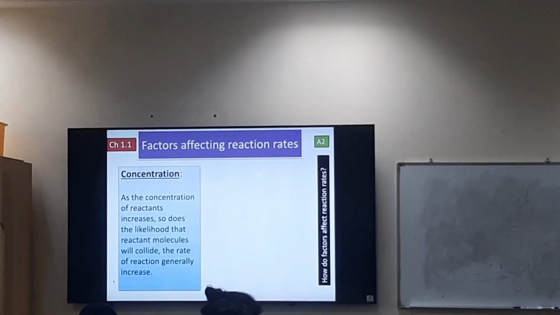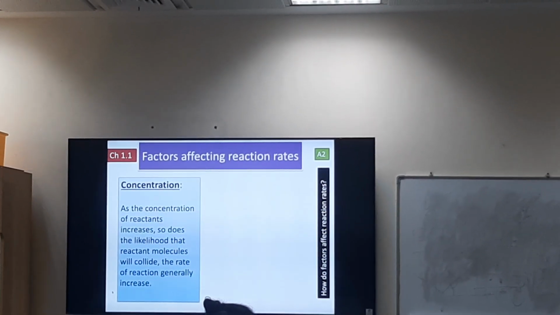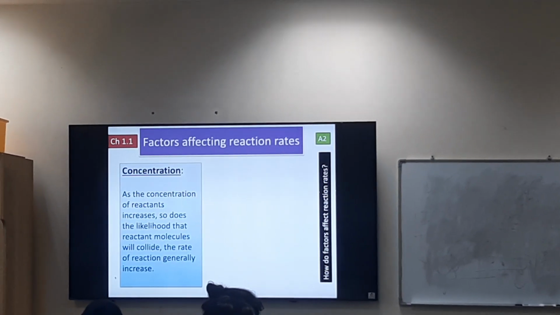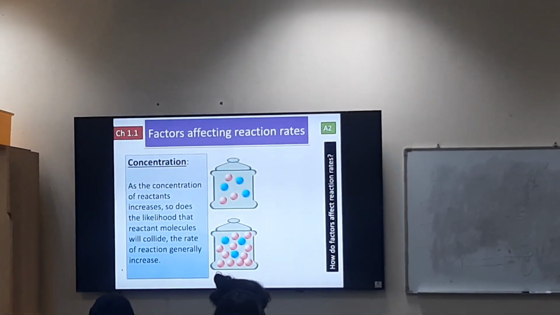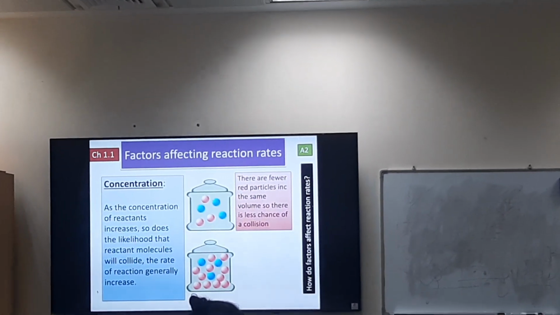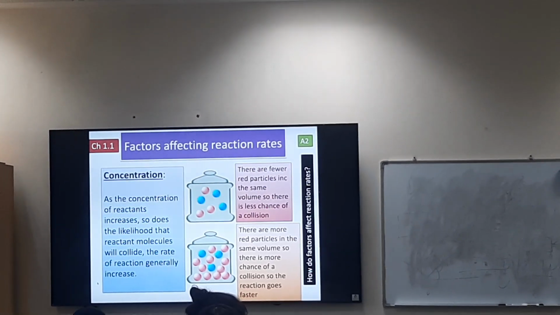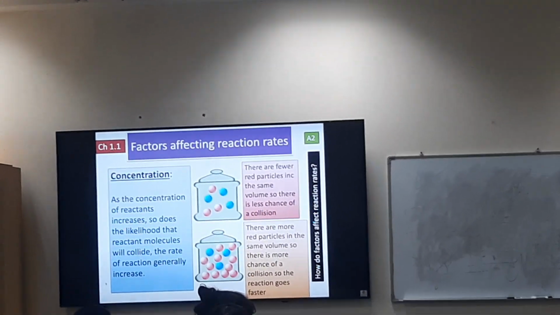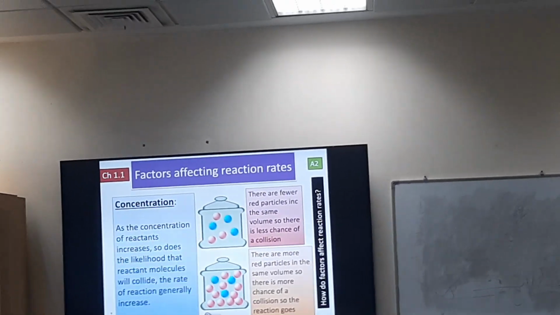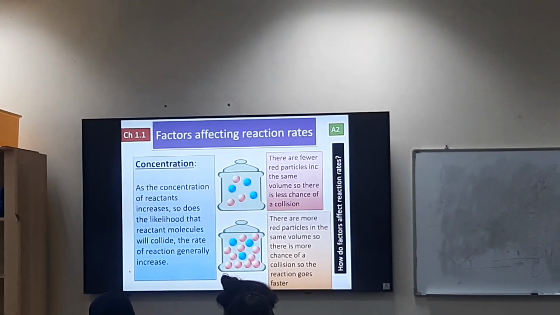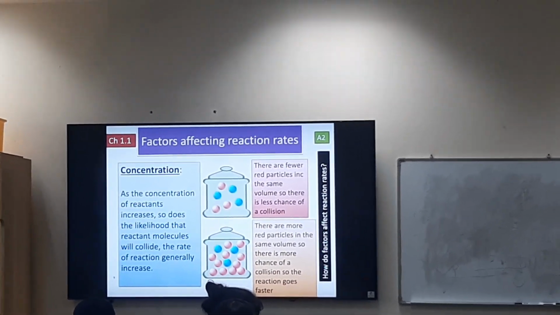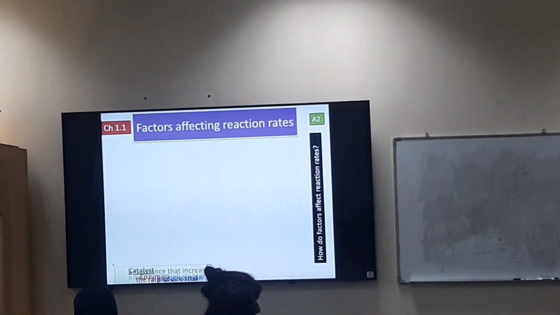For the concentration, as the concentration of reactants increases, so does the likelihood that reactant molecules will collide, and then the rate of the chemical reaction will generally increase. In the first container up there, we have fewer particles, and the second one more particles. So which one do you expect to have the faster reaction rate, the one up or down? Down, with more concentration of the reactants.